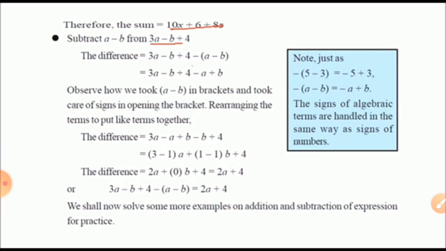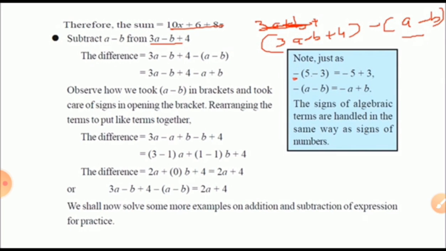Subtract a minus b from 3a minus b plus 4. Once again I want to say, whenever you find the word from, you have to write that number first, 3a minus b plus 4, and then you have to say minus a minus b. In bracket I have written a minus b. It is in red color I am showing you, or you can make two brackets. Whenever you are opening the bracket, you can say a into minus 1, minus a minus b into minus 1, which gives a plus b. So minus a plus b. 3a minus b plus 4 minus a plus b.